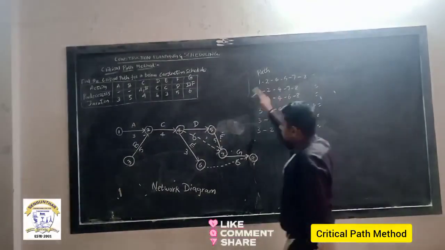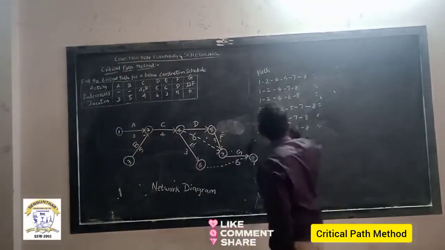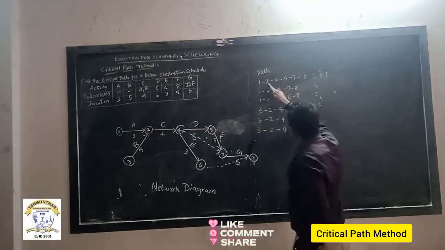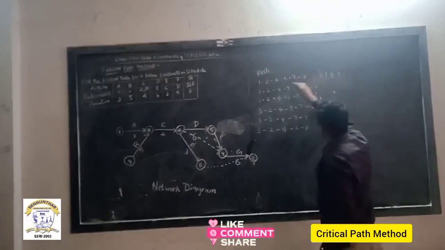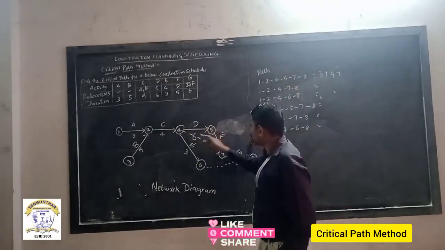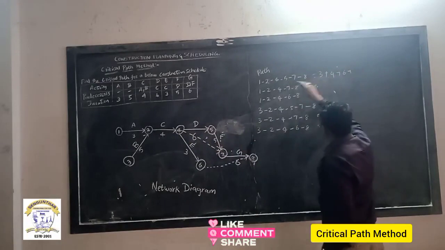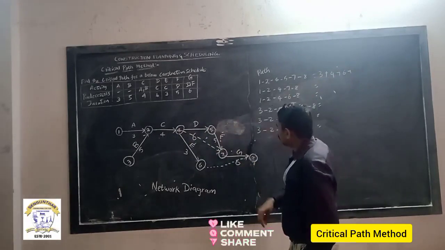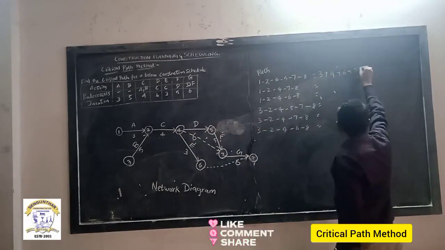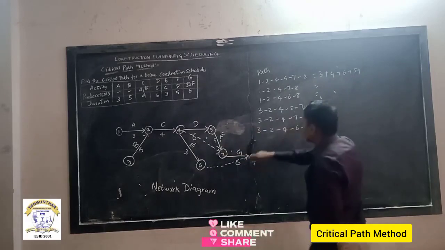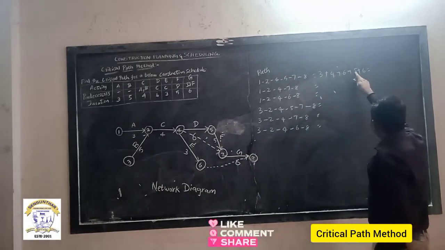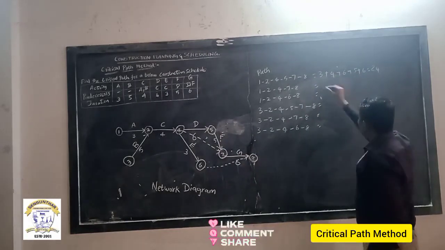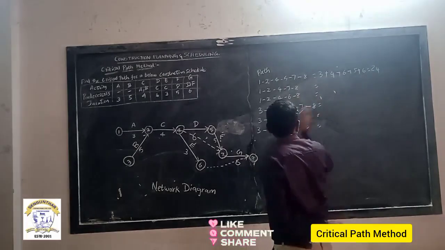See, 1 to 2, what is the duration? 3, plus 2 to 4, what is the duration? 4, plus 4 to 5, what is the duration? 6, plus 5 to 7, what is the duration? 5, plus 7 to 8, what is the duration? 6. So the sum of these values, 3 plus 4, 7, 13, 18, 24. For the first path, the total duration is 24.